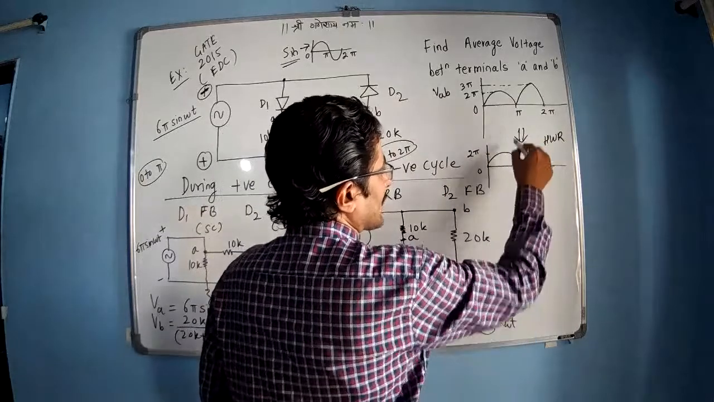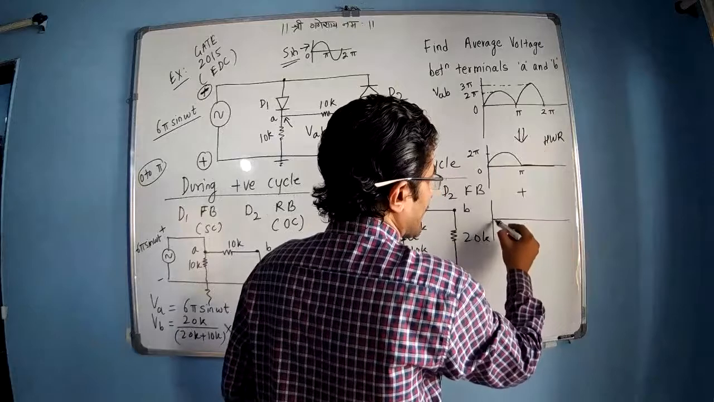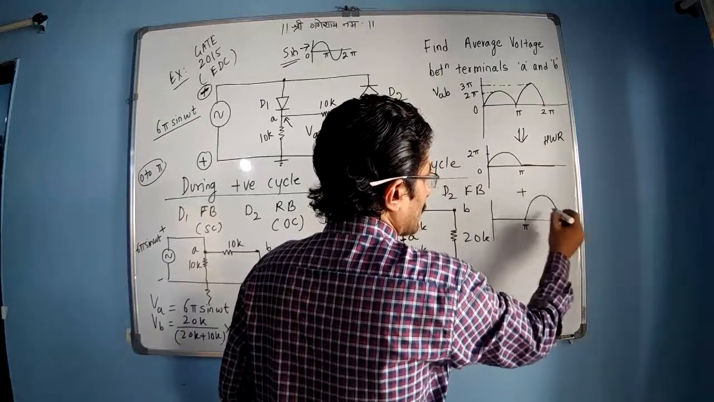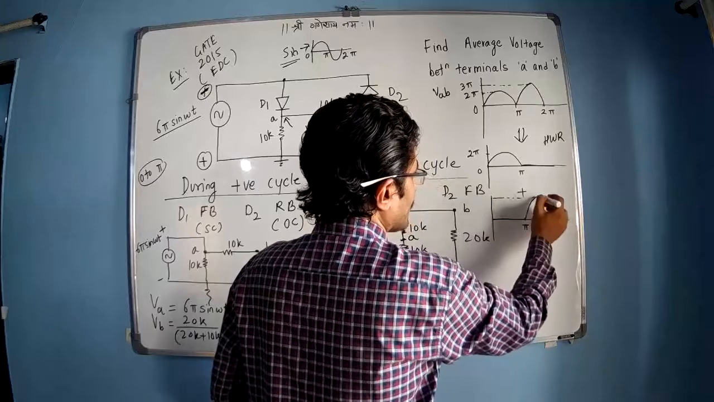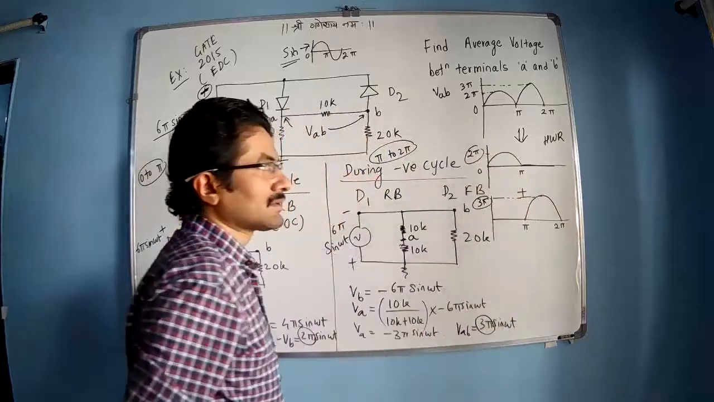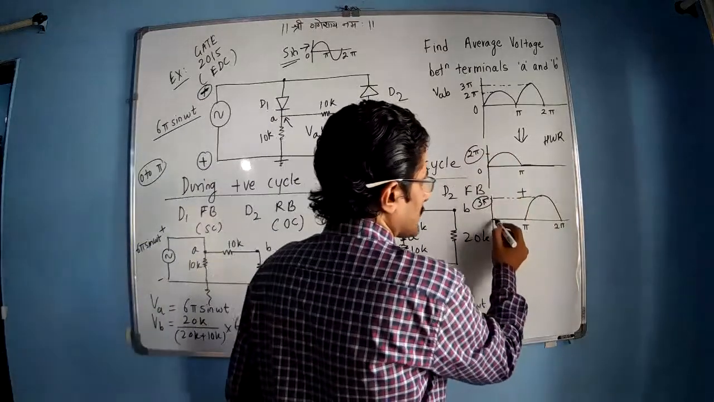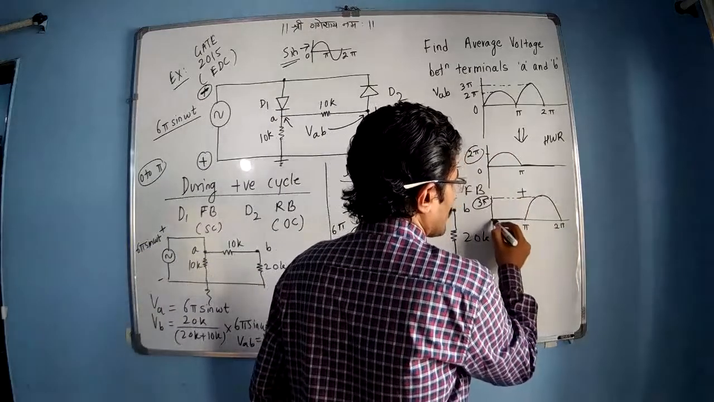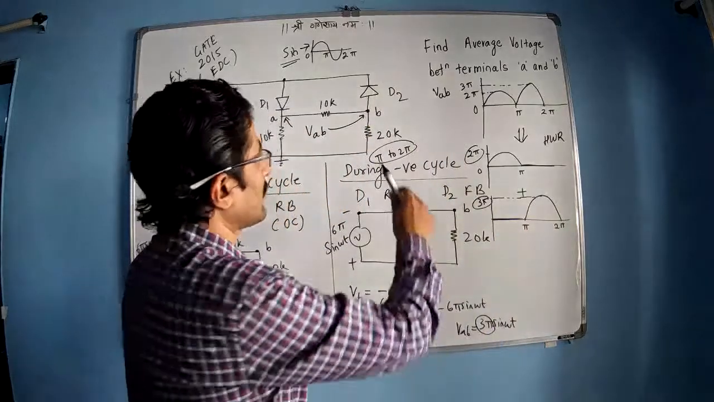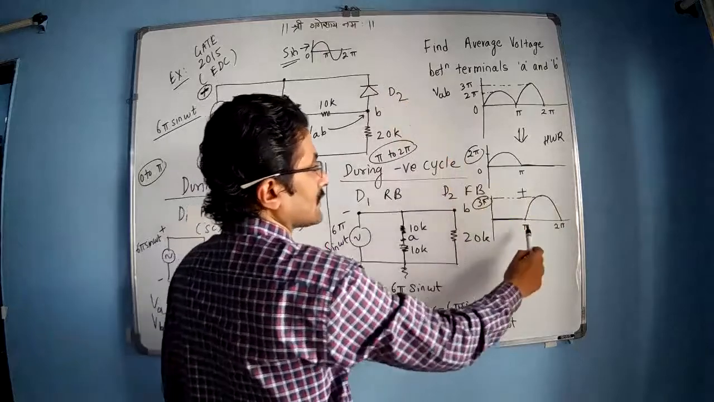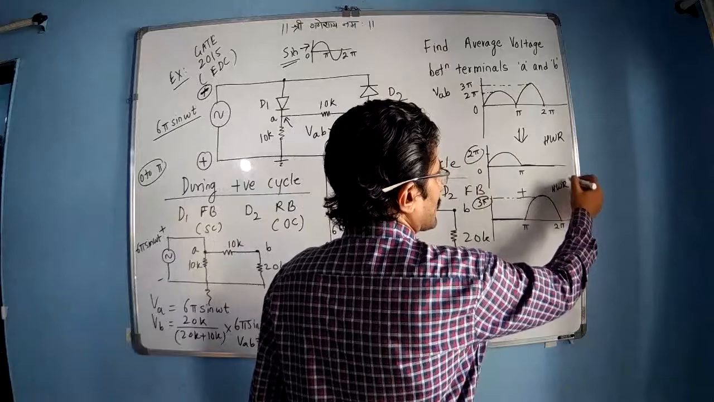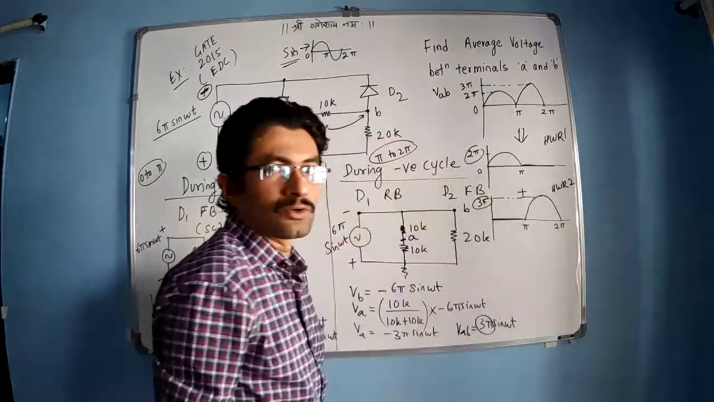Plus the second wave you can represent as π to 2π, with the peak value of 3π. These are the peak values, 2π and 3π. Again, it is on during the half cycle only. From 0 to π, this diode is off, that's why it is 0. And from π to 2π, this diode is on with maximum value 3π. So again, it is a half wave rectifier. This is half wave rectifier 1, this is half wave rectifier 2.